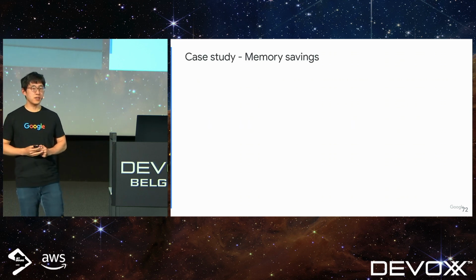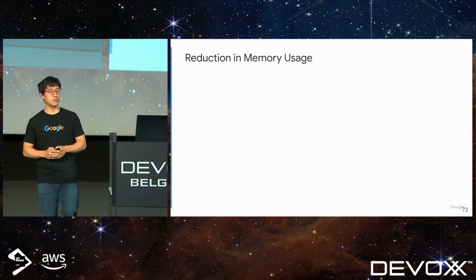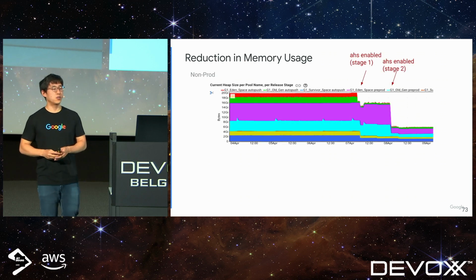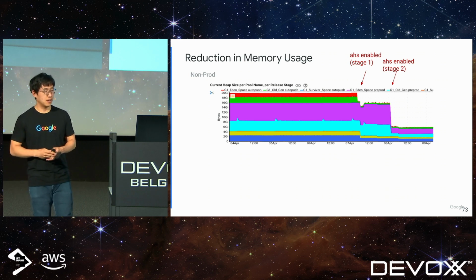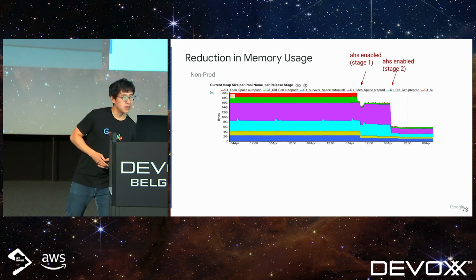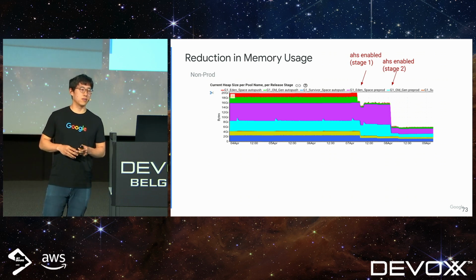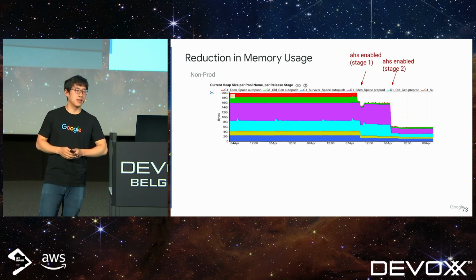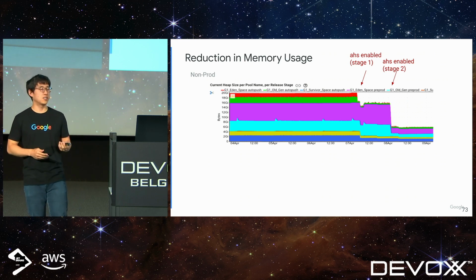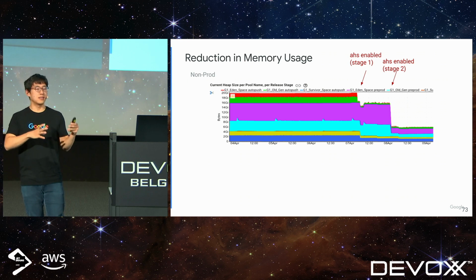Okay, so for memory savings, we'll explore HS in Google Meet. First, let's look at the memory savings we achieved in a non-production environment. I think this is for one task. We have AHS rolled out in various different stages. In the first stage, we have a memory reduction via AHS from 20 gigs to around 16 when we rolled it out for a partial set of tasks.